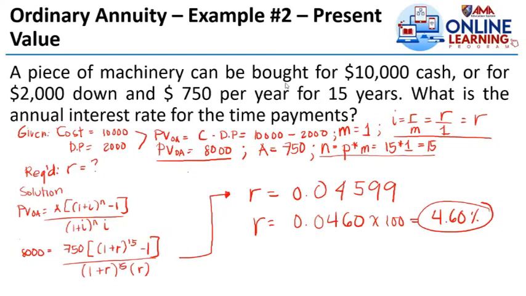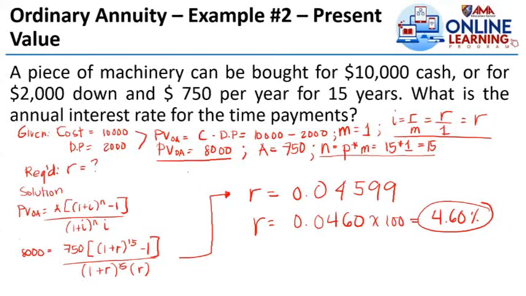Okay? Next, magbabayad daw siya ng 750 per year. So that's A. Yan yung ide-deposit mo. Okay? Every year. So ang M natin is 1. Hindi naman in-indicate kung ano yan annually, semi-annually. So automatic M natin is 1. Kasi nga, per year naman siya magbabayad. There's no problem with that. That's M. Yung N natin is P times M. So yung P natin is the life of investment. Ilang years niya babayaran? 15 years. Okay? Times M, which is the period. So 15 times 1 is 15 pa rin. That's N. Okay?